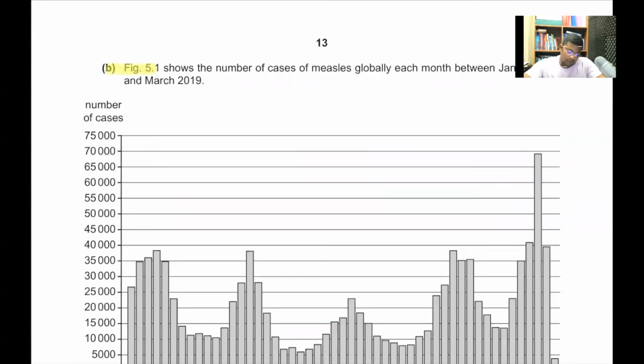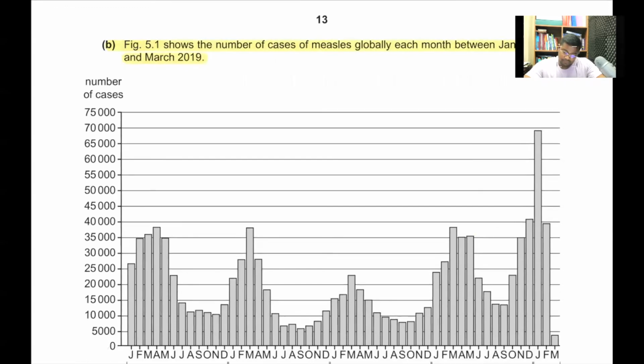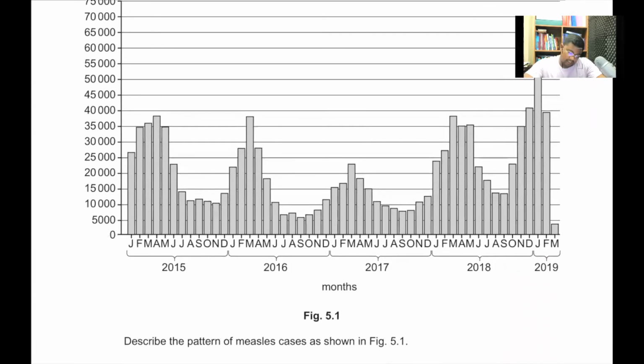Part B. Figure 5.1 shows the number of cases of measles globally each month between January 2015 and March 2019. We can see that there is a trend as it goes from January, February, March, April. In April in 2015, there is the highest amount. In March in 2016, we can see the highest amount of measles. In 2017, the amount of measles was less. The maximum amount occurred in March.